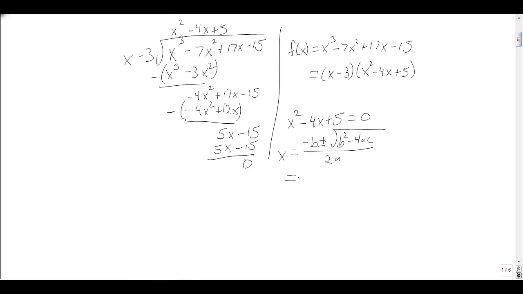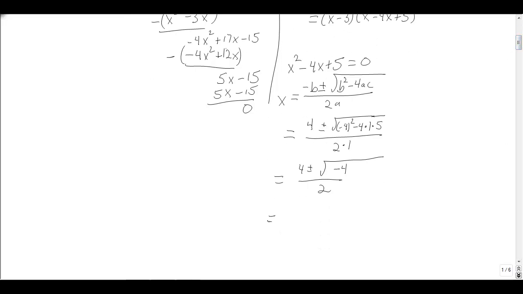And then a would be the coefficient of x squared, that's 1. B would be the coefficient of x, that's negative 4. C would be the constant term, that's 5. So we get here, let me move my equals down a little bit. Negative b is negative 4, that's plus 4, plus or minus the square root. B squared, that's negative 4 squared, minus 4, a is 1, c is 5, divided by 2 times 1. So we get 4 plus or minus square root, 4 squared is 16, minus 20, that gives me minus 4, over 2.